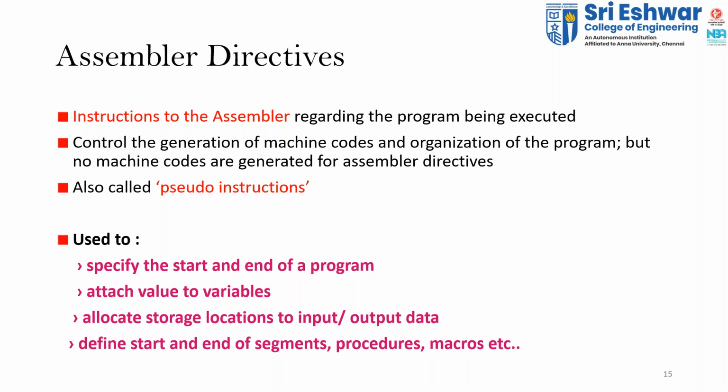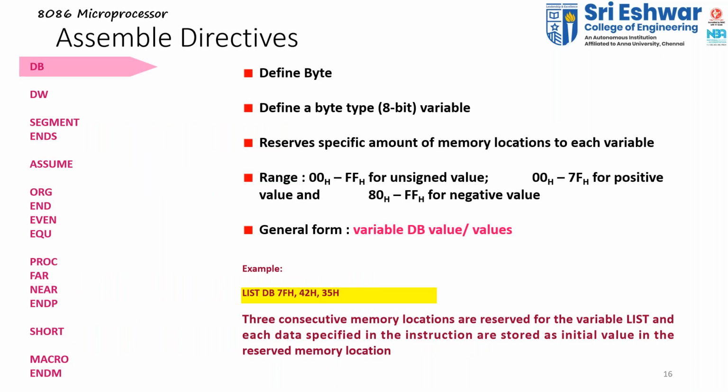So these assembler directives are used to specify the start and end of the program, attach values to the variables, allocate storage locations to input and output data, and define the start and end of segments, procedures, macros, etc. This is very simple. This is an instruction set which we are going to put in your MASM software. And next, these are a few examples of assembler directives.